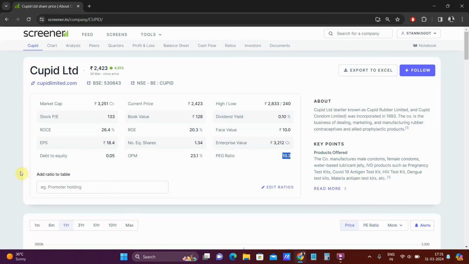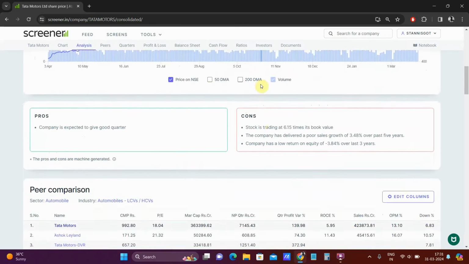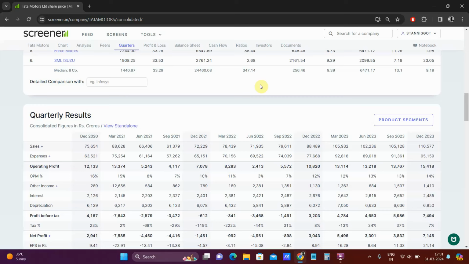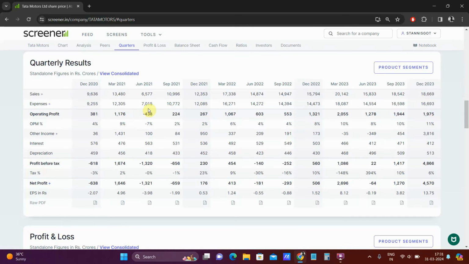So next comes standalone numbers and your consolidated figures. So let's look at Tata Motors. Right, so everyone is aware about Tata Motors. If you scroll down, usually you would see the standalone results of that particular company.